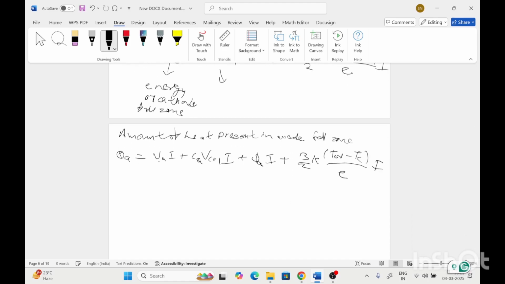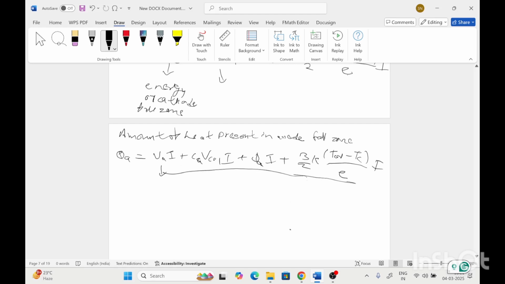So here VAI is the energy generated at the anode. CA V column I is the energy transferred from the arc column to the anode. The phi C is the energy required to generate the ions at the anode, and this 3 by 2 K T column minus Tc term means this energy is coming from the moving electrons from the cathode to anode. So all these terms are in addition.